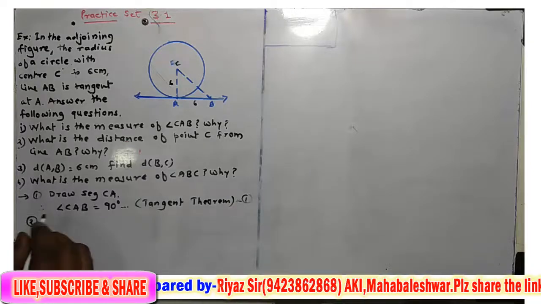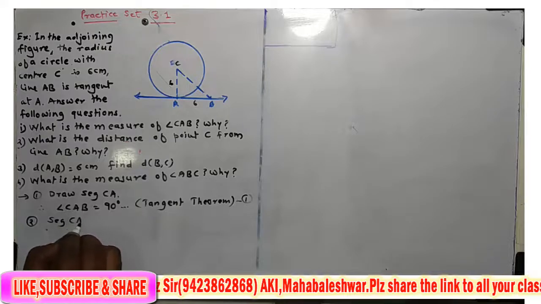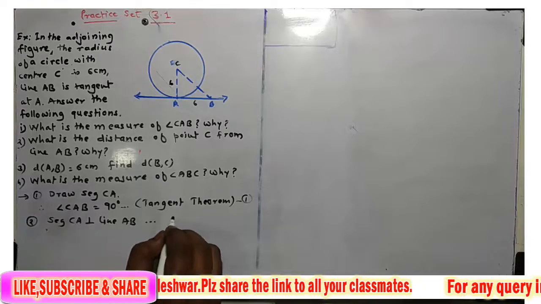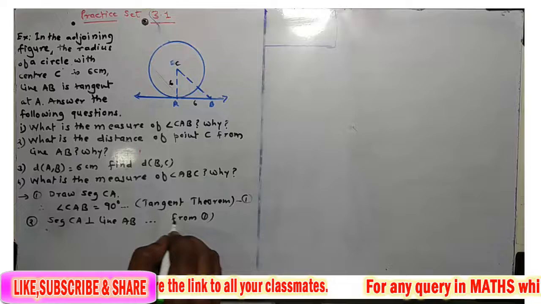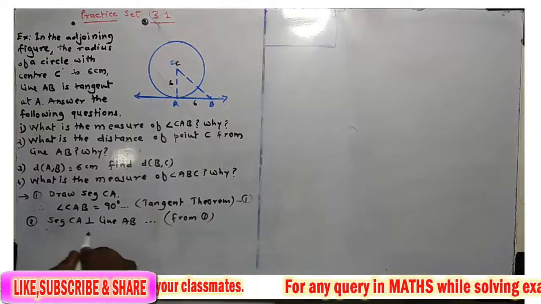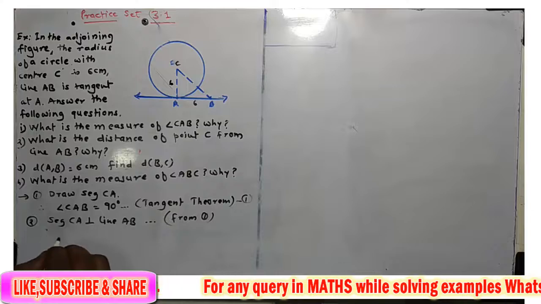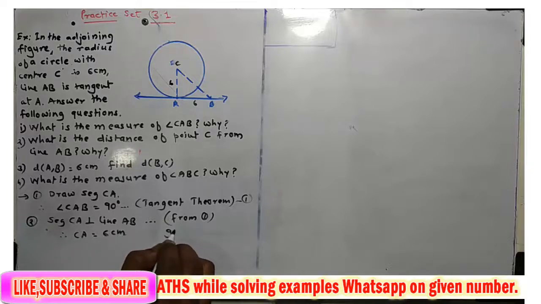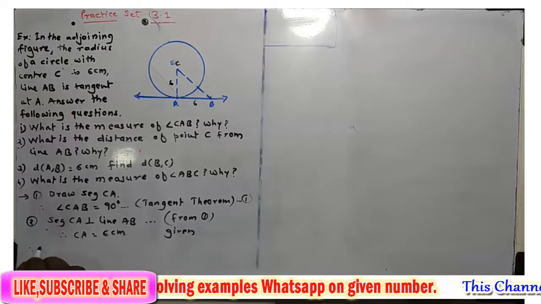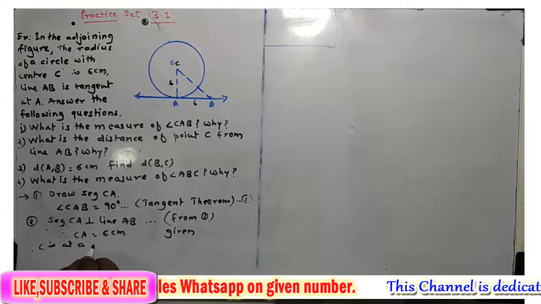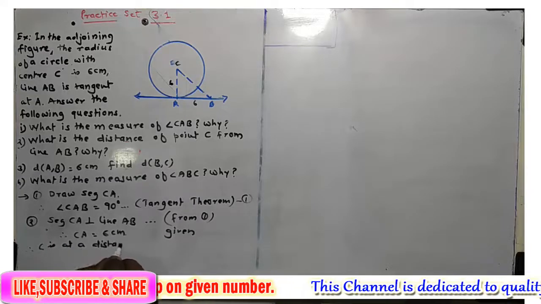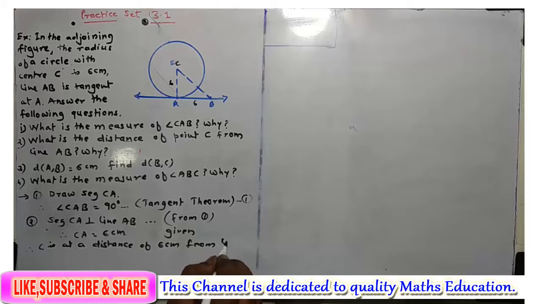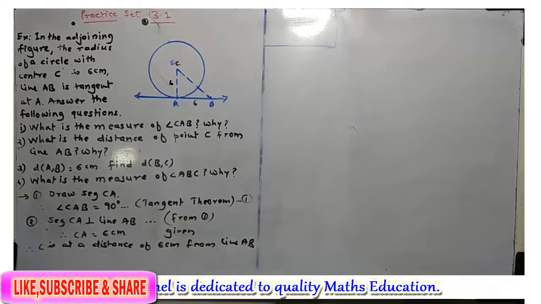Now for second, now segment CA is perpendicular to line AB, because in 1 we have shown that angle CAB is equal to 90 degree, and therefore segment CA is perpendicular to line AB, and therefore CA is equal to 6 centimeter. It is given, and therefore C is at a distance of 6 centimeter from line AB. That is the answer for second one.